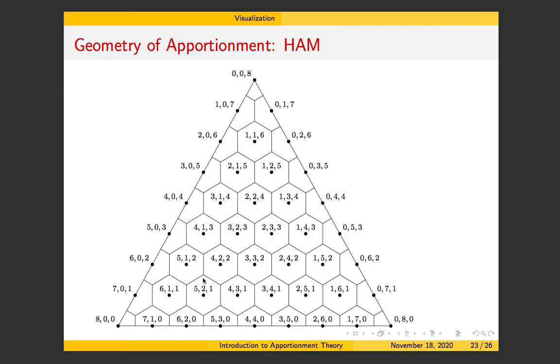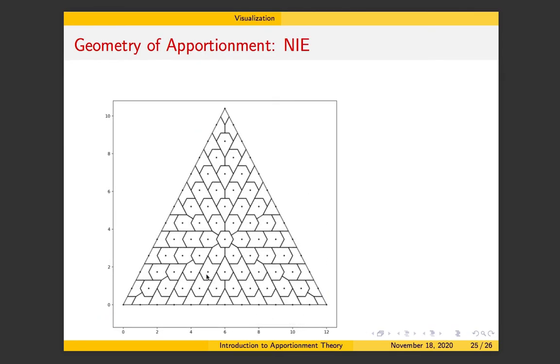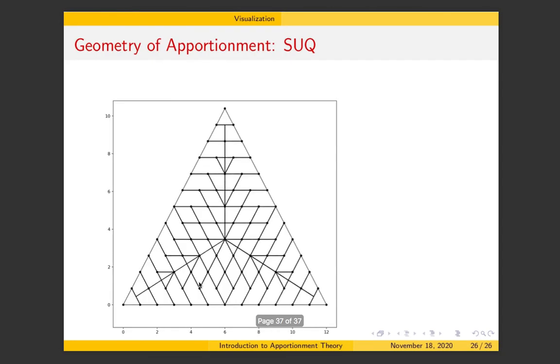But so far, it seems like what these methods are doing is basically deciding on a shape. So Hamilton's like, I like hexagons, so I'm going to tile things with hexagons. NIE is like, I like these arrows, and they're going to point in different directions depending on where you are in the diagram, depending on who's in first and who's in last, but I like these arrow things. That's what I'm going to use. That's my canonical basic shape. And then SUQ, it's a little harder to see because 12 delegates is kind of small, but these diamonds will end up being the canonical shape.